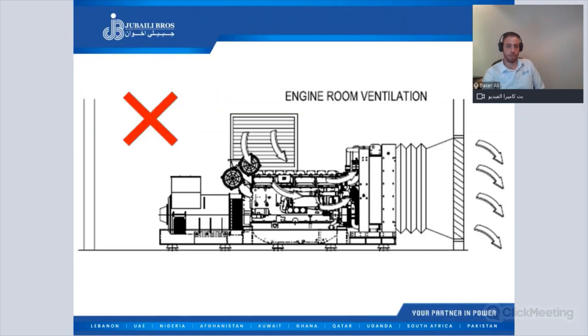Here the next one, see where the fresh air inlet opening is. The fresh air opening is here in the high wall, at the right angle side. So airflow here will bypass the alternator and the air filter. The airflow will go directly to the engine, to the radiator fan, and then outside the room. So no air flow will pass to the alternator and the air filters.